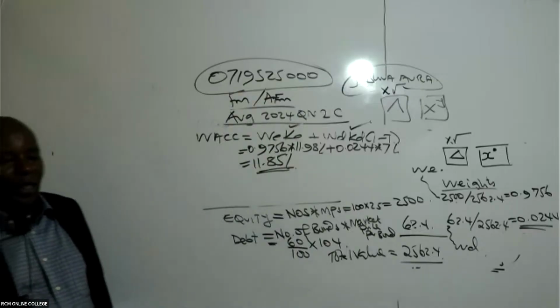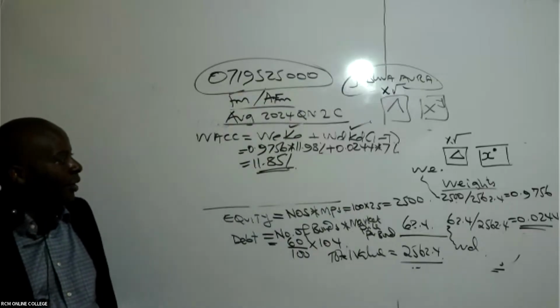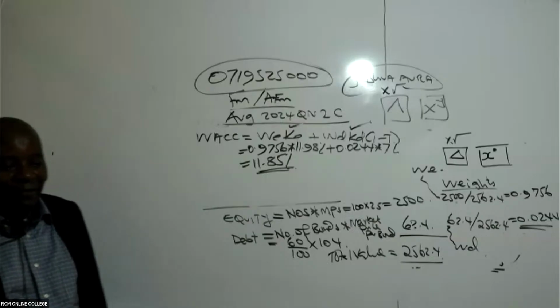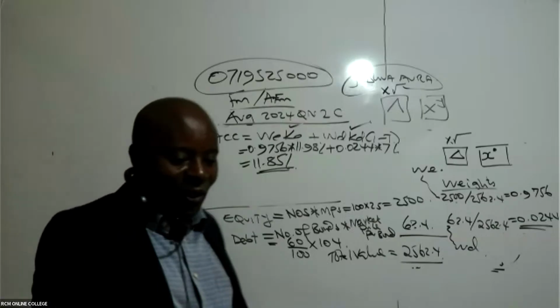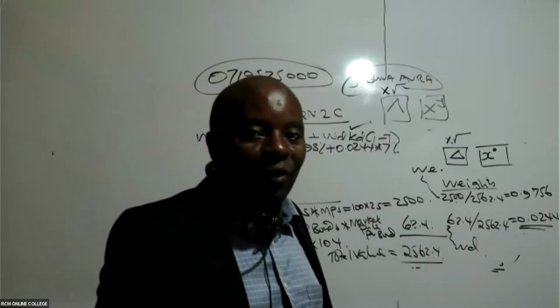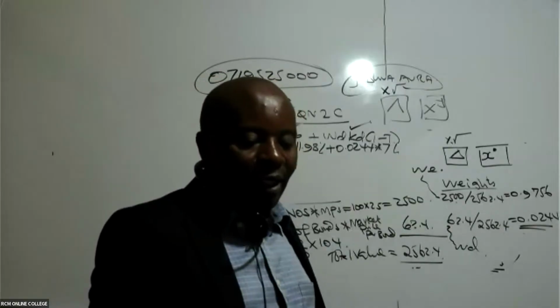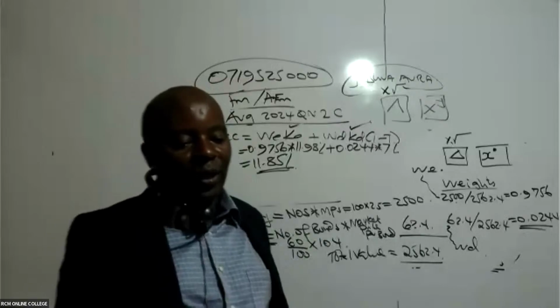11.85. By 100, I mean, to get 11.85. So I'm waiting to get someone else confirming or even disapproving us. You have the right to disapprove even Mwalimu here, always.